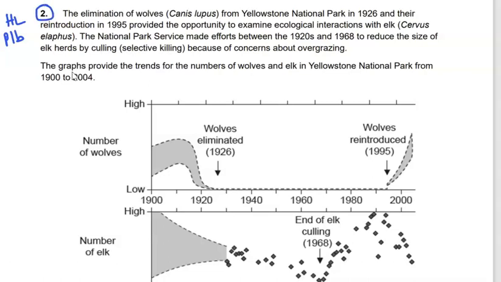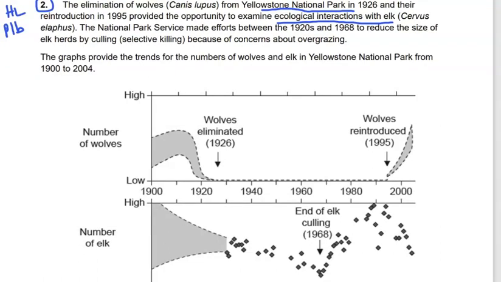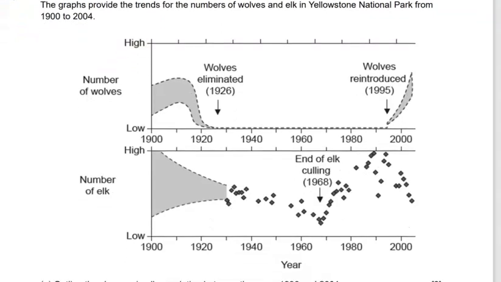Higher level biology, paper 1b, mid-course exam, question 2. The stem of the question introduces us to the story of the regulation of wolf numbers in Yellowstone National Park. This was an attempt to examine the ecological interactions with the elk. The dates run from the 1900s through to 2000. Let's take a look at the graphs to see if we can determine what the patterns are.